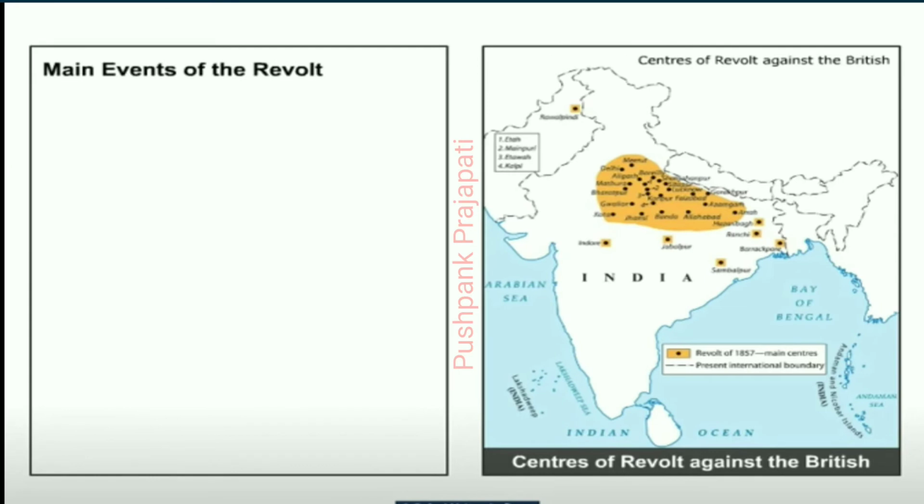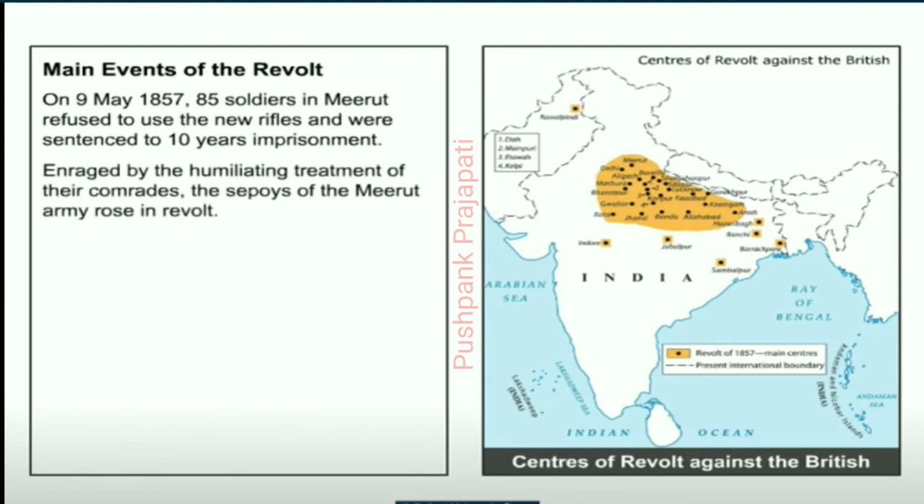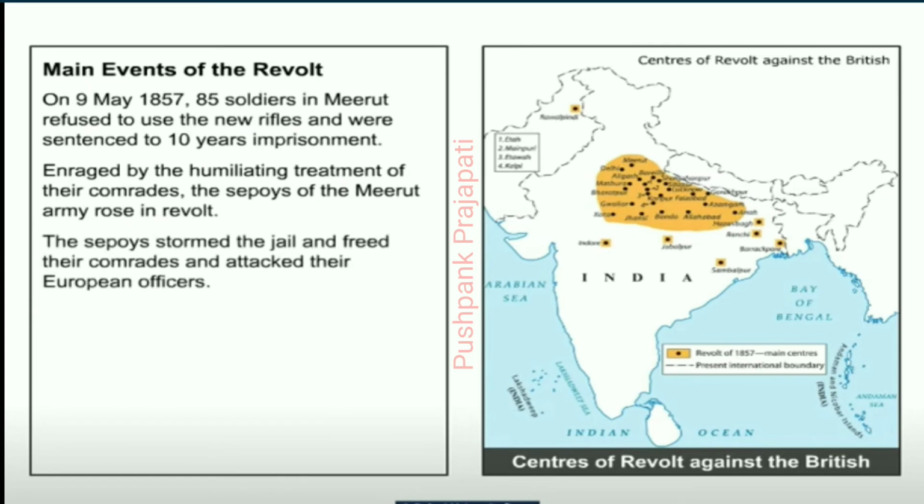Main events of the revolt. On 9 May 1857, 85 soldiers in Meerut refused to use the new rifles and were sentenced to 10 years imprisonment. Enraged by the humiliating treatment of their comrades, the sepoys of the Meerut army rose in revolt. The sepoys stormed the jail and freed their comrades and attacked their European officers.